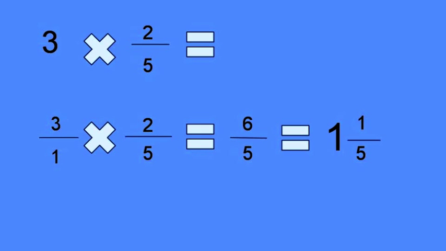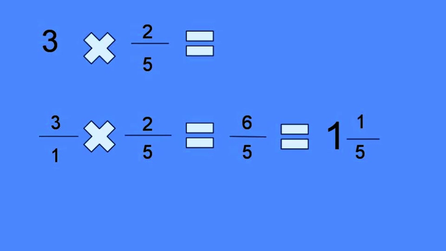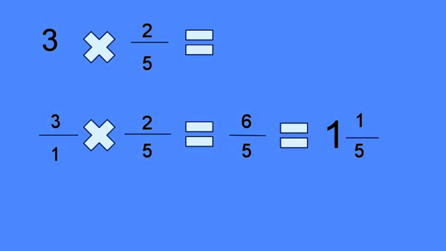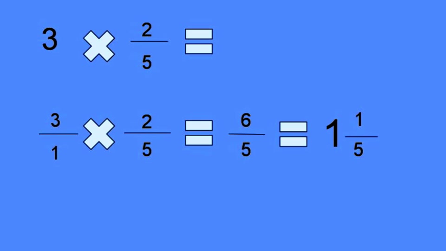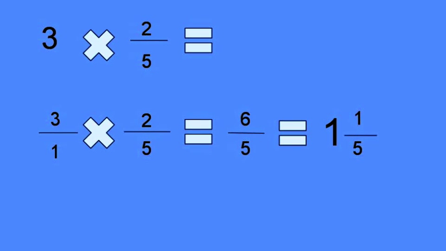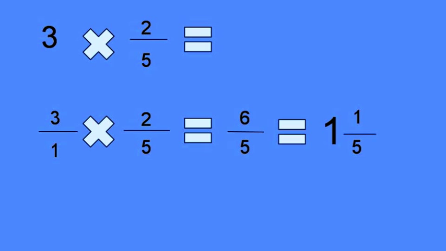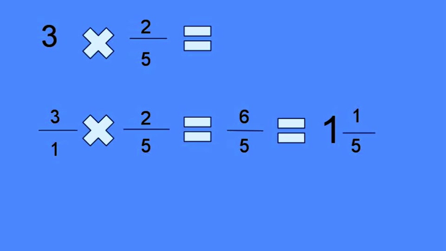We do that by dividing. 6 divided by 5 is 1, which becomes our whole number. The remainder is 1, that becomes the numerator, and our denominator remains the same, so we end up with 1 1/5 for our final answer.